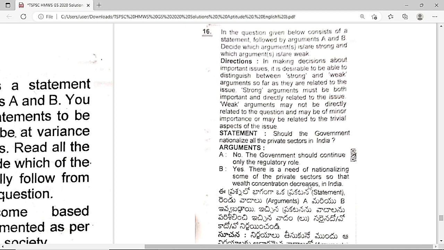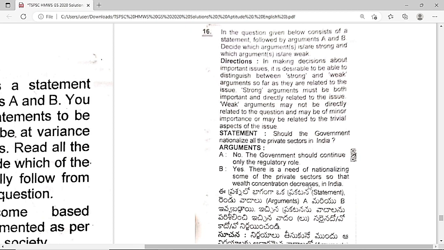Argument B, yes. There is a need of nationalizing some of the private sectors so that wealth concentration decreases in India. Yes, it is true. Suppose you need to nationalize, then only some, not all, you need to nationalize. So because of that, what is going to happen? The wealth concentration is going to decrease in few hands.